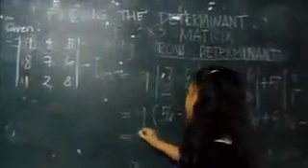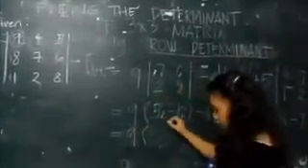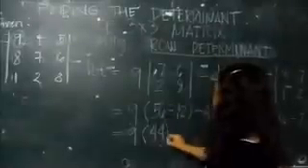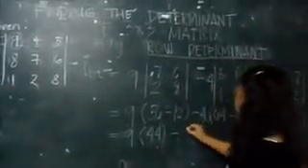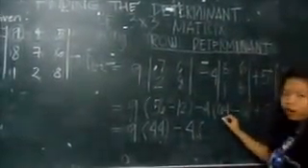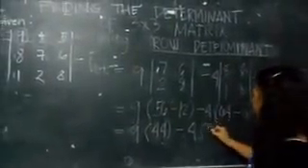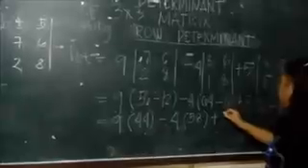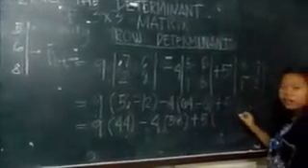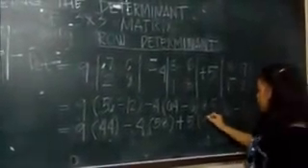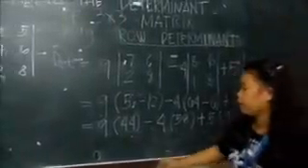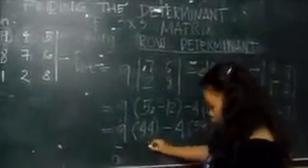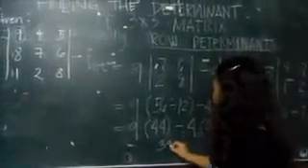Simplify again. 9. 56 minus 12 is equal to 44. Minus 4. 64 minus 6 is equal to 58. Plus 5. 16 minus 7 is equal to 9. Multiply it. 9 times 44 equals 396.